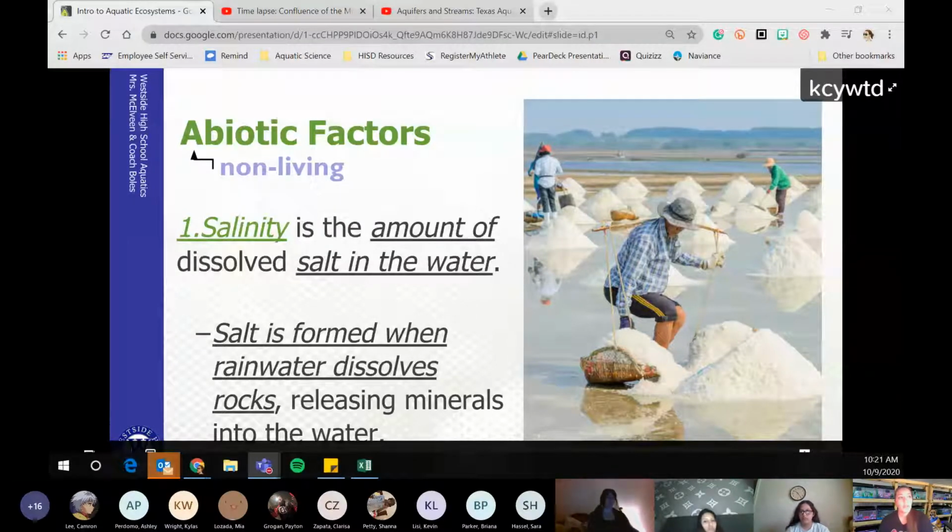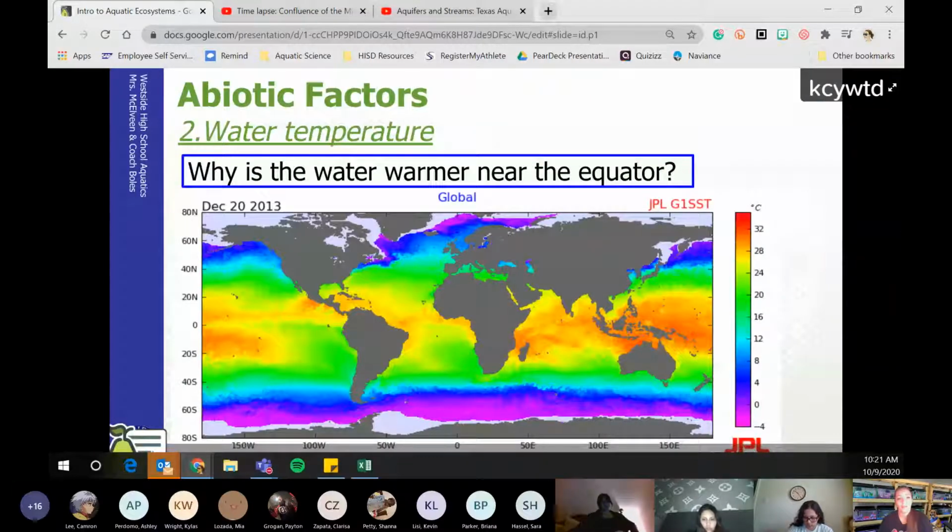All right, so the second abiotic factor is water temperature. I want to know, why is the water warmer near the equator? Why is the water warmer near the equator?